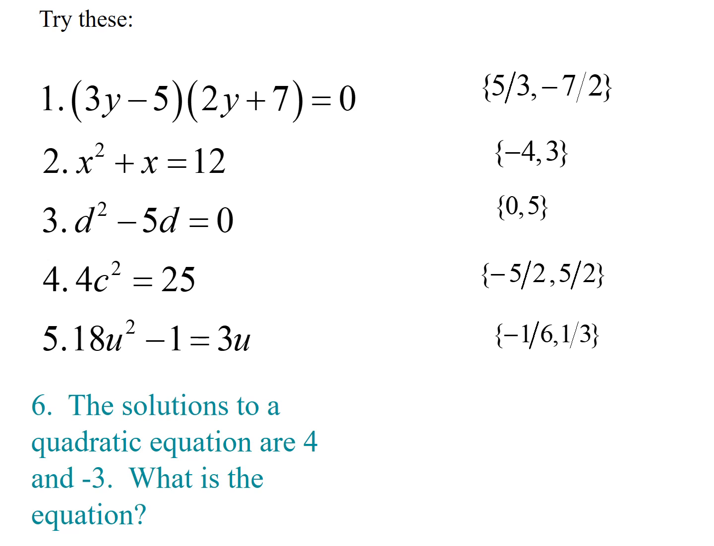Let's take a look at number 6. It says the solutions to a quadratic equation are 4 and negative 3. What is the equation? So this problem is having us work backwards. They're giving us the roots or the solutions, and they want us to come up with a quadratic equation.